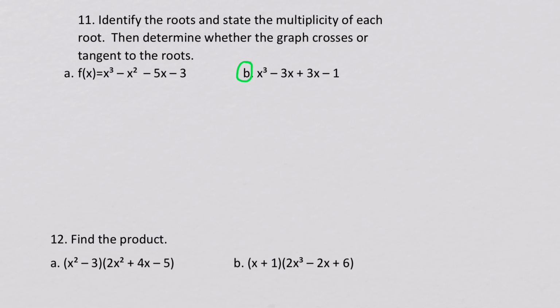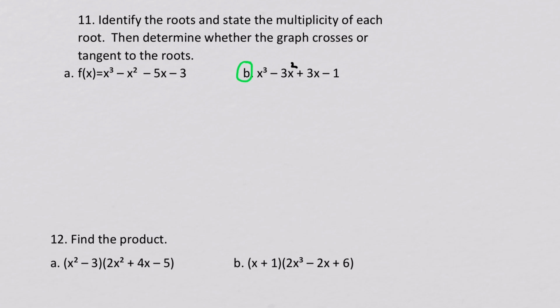Alright, so the next one I'm doing is number 11, part B. It says to identify the roots and state the multiplicity of each root, then determine whether the graph crosses or is tangent to the roots. Okay, so we have x cubed minus 3x plus 3x minus 1. That's a typo. It should say minus 3x squared. So let's fix that. X cubed minus 3x squared plus 3x minus 1.